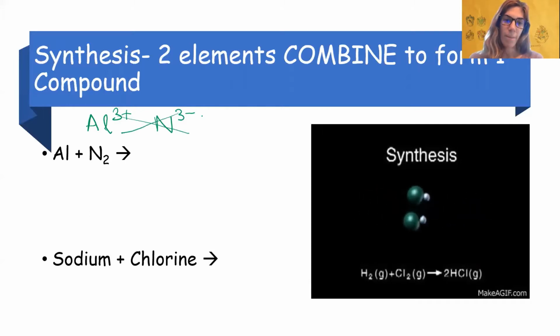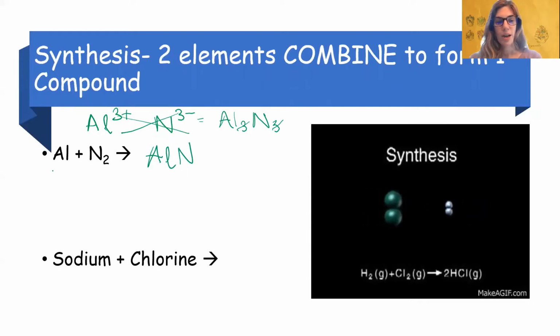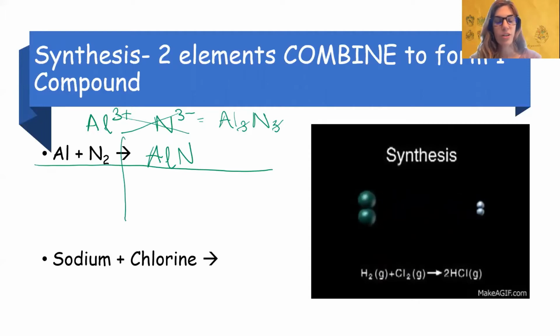And when I do that, I end up with Al3 and N3. The 3's actually cancel out. So our final product would be AlN. And once I've got that, I can balance my equation.